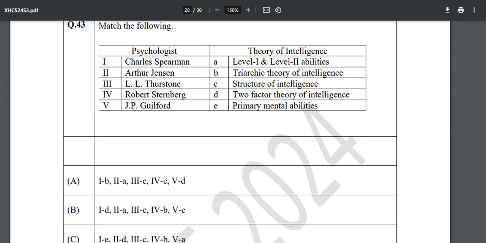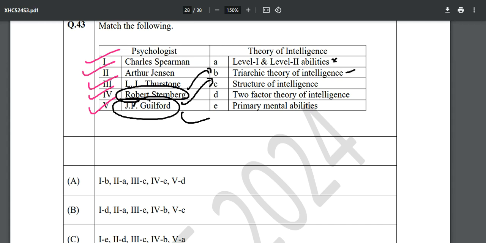This is again a simple question. If you know things: Charles Spearman, Arthur Jensen, L.L. Thurstone, Robert Sternberg, and J.P. Guilford. First of all, J.P. Guilford, SOI model, structure of intelligence. So fifth, we have C. Robert Sternberg, we have level 1, no. We have triarchic, yes. We have fourth, B. L.L. Thurstone, we have primary mental abilities. Arthur Jensen, we have level 1 and level 2 abilities. And Charles Spearman, what do we have?